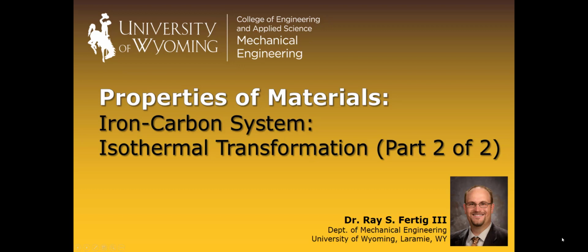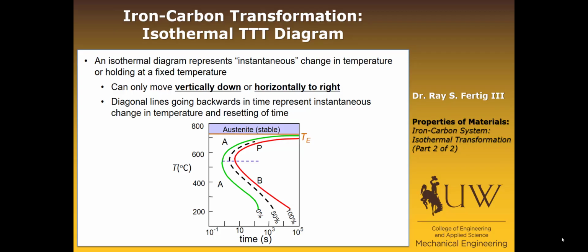This is the second lecture on the iron carbon system, focusing specifically on isothermal transformation. So if you haven't watched the first lecture, do that first before you jump into this one. Remember we had developed this diagram previously, but I want to remind you that an isothermal diagram is effectively representing an instantaneous change in temperature and holding at a fixed temperature. So we don't really have a continuous change in temperature. We change it to whatever we want and then we just hold it there.